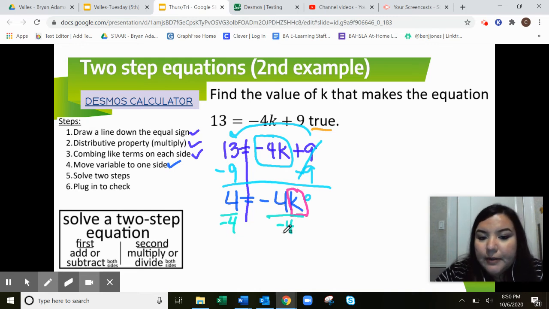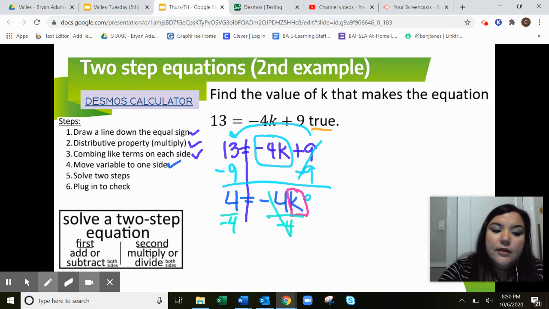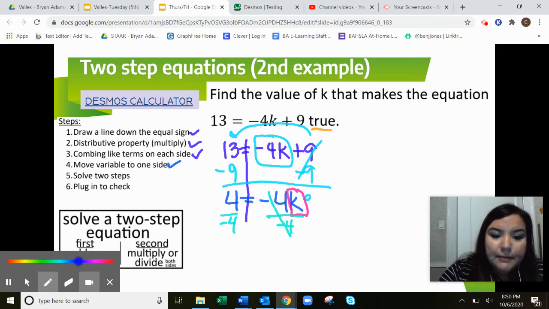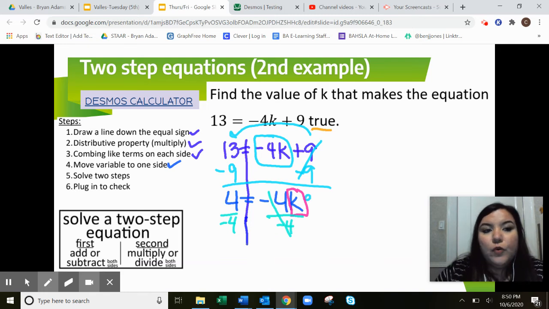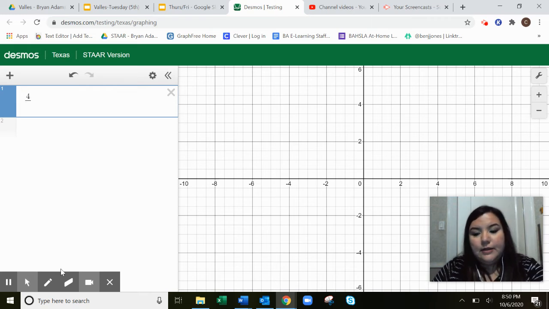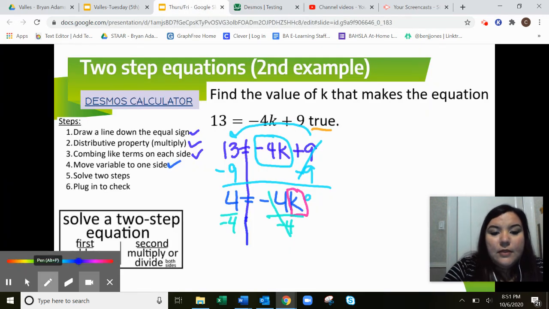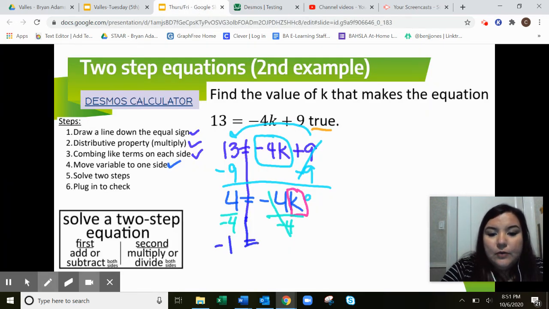So negative 4 divided by negative 4 is a positive 1. As we said in the previous slide, we don't need to write the 1. Okay, so now we have, let me make my line a little bit bigger, 4 divided by negative 4 is negative 1. So negative 1 equals k. Okay, so that there is our answer.